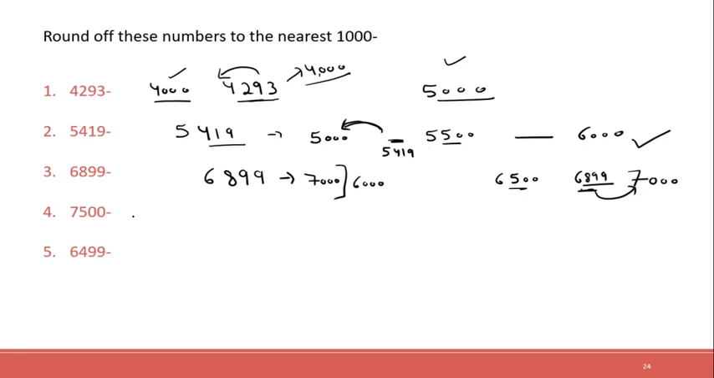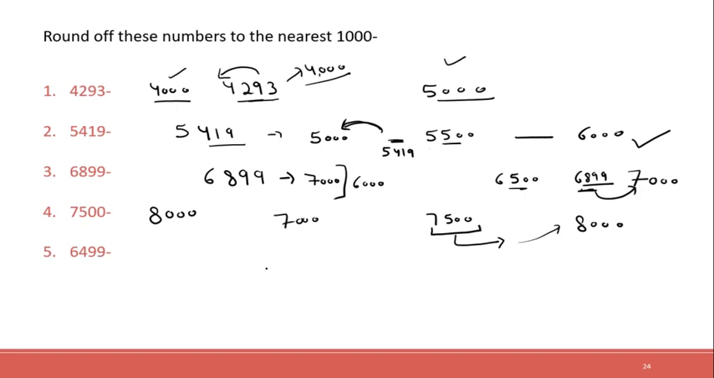Now it is 7500. That means 7000 here, then 7500, then 8000. That means 7500 is in the middle. But I have told you earlier that although it is in the middle, we will round it off to the next thousand digit, right? So we will round it off to 8000.